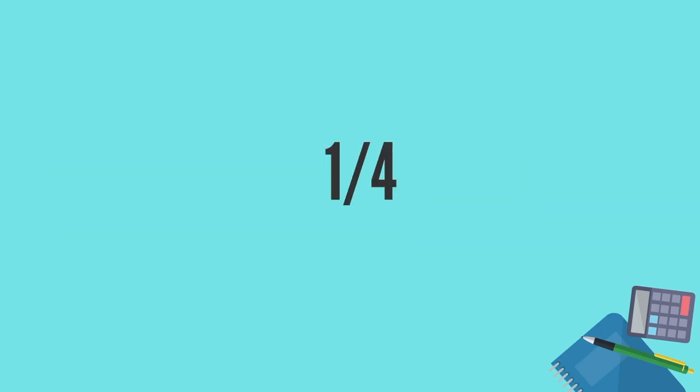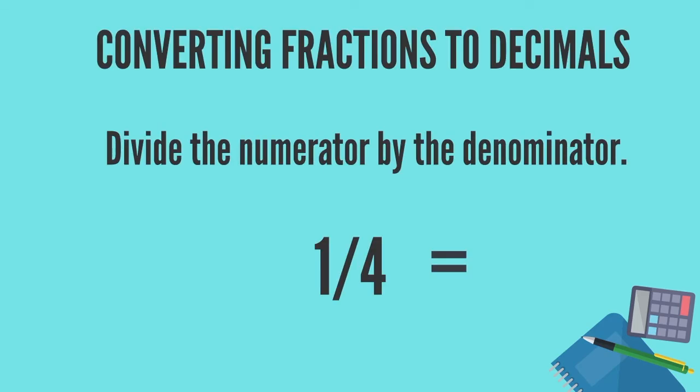Look at a fraction when it's written like this. Does that look familiar? How about if we add an equal sign? That's right. It's actually a division problem. You can calculate a fraction as a decimal by dividing the numerator by the denominator.